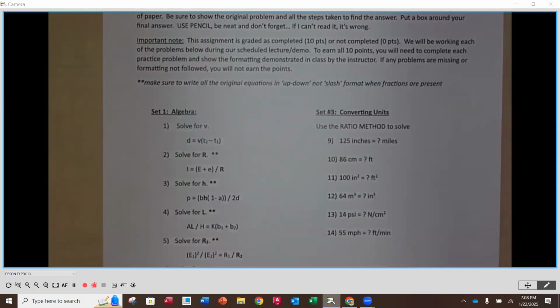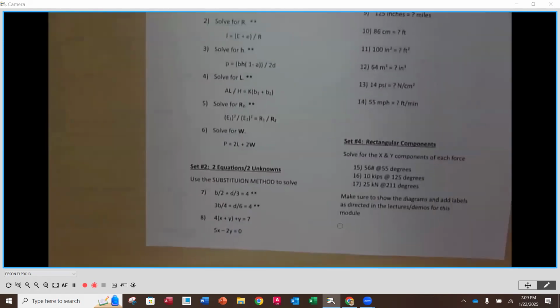So when you're writing out your work, we don't want to use slashes for that fractional form. So let's get started. What I'm going to do is, on a separate piece of paper, write out each one of our problems, and we're going to start with set 1. We're going to go down to set 2, set 3, and set 4.